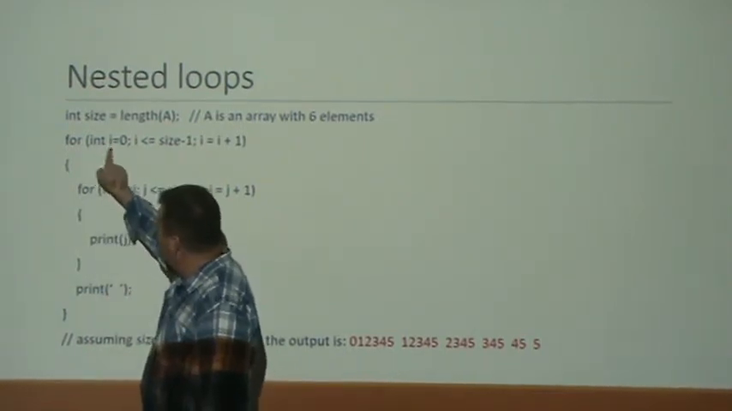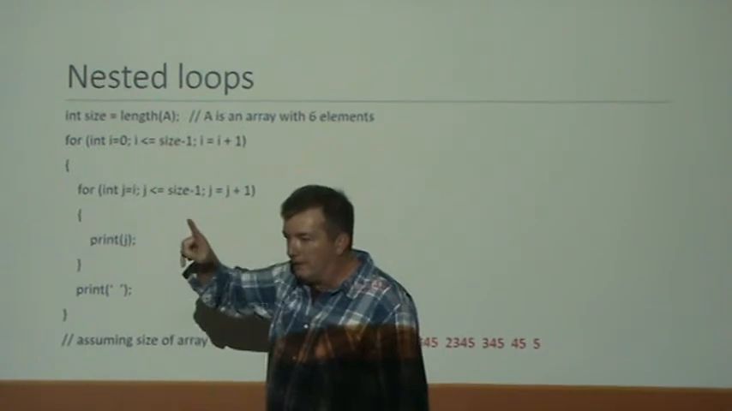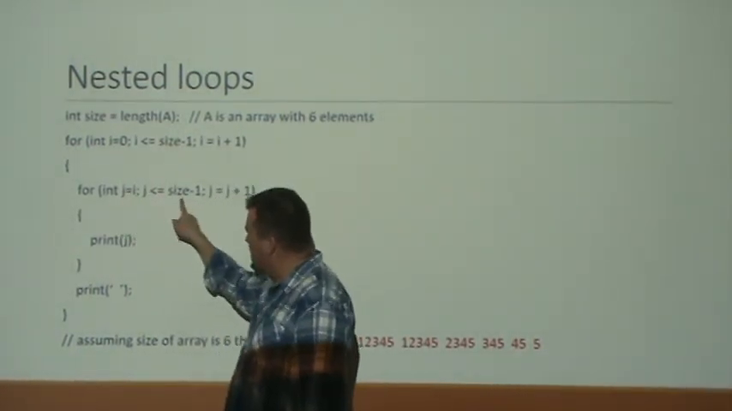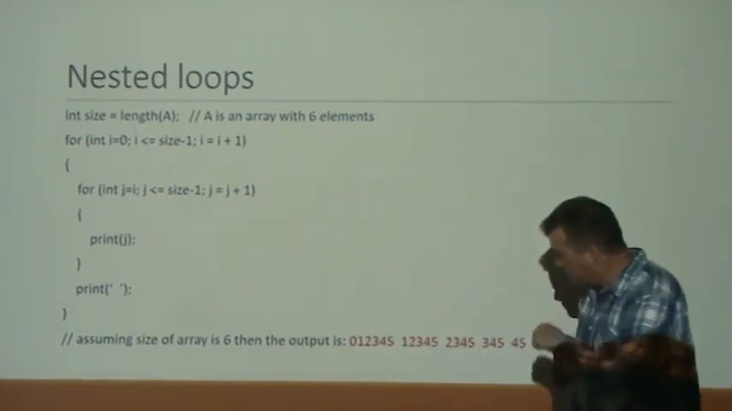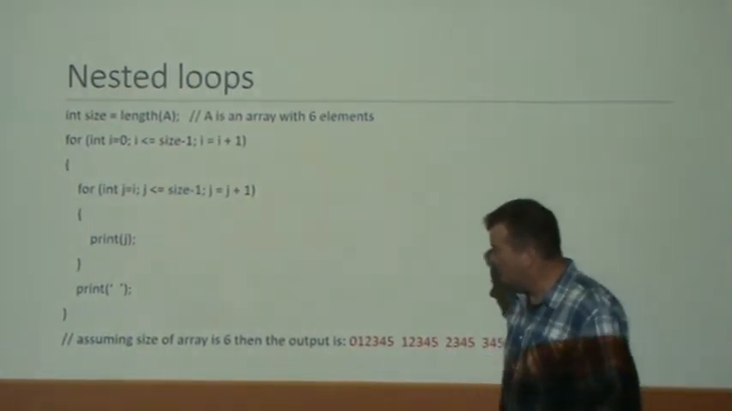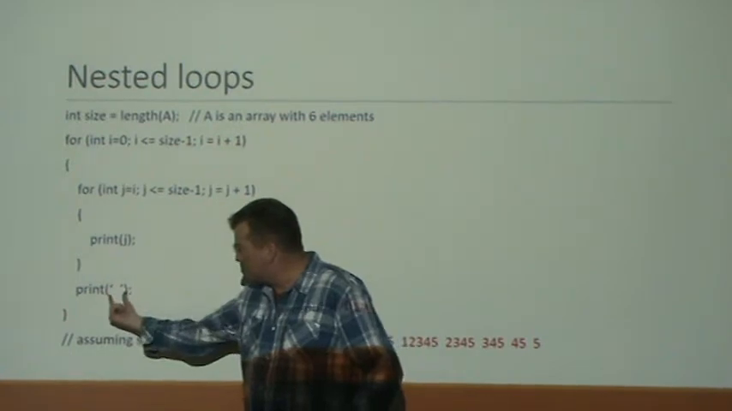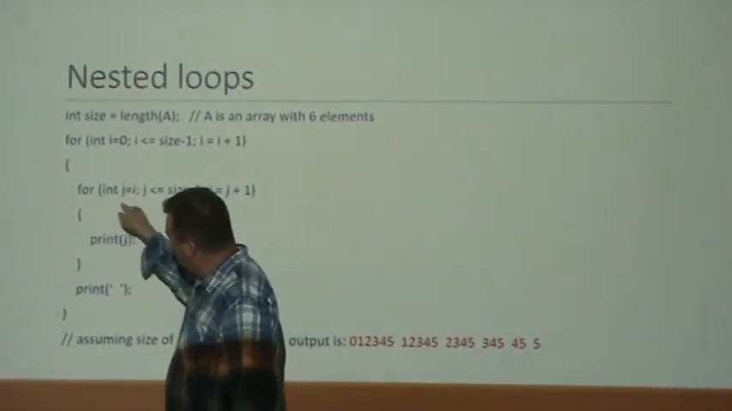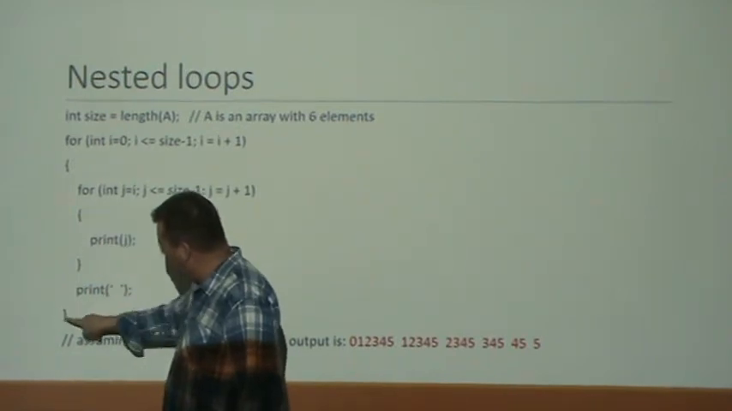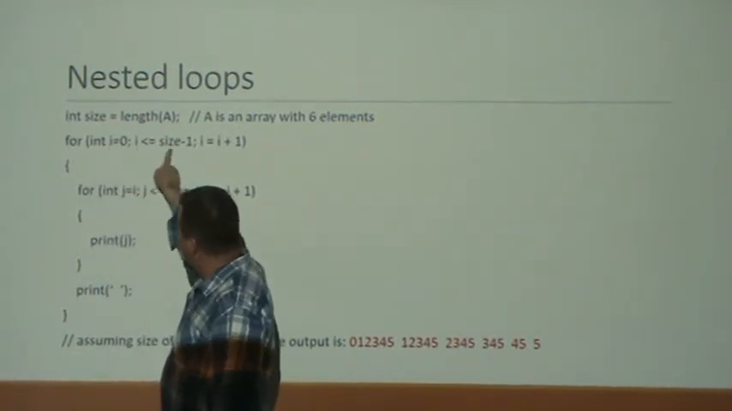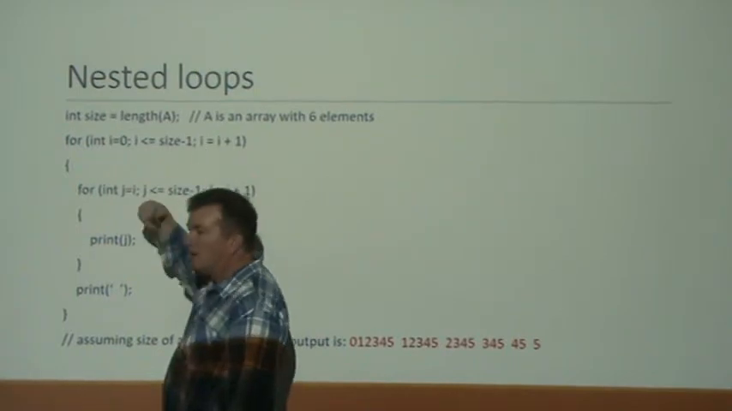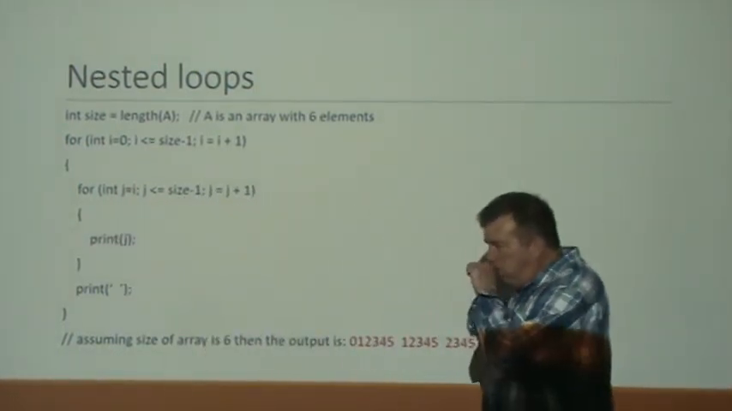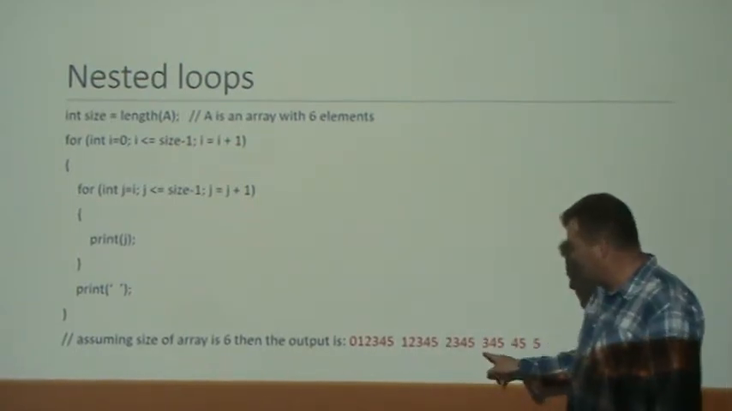Then we'll go up to here. I will now become 1, and this inner loop will run again from 1 to 5. So then it'll print 1, 2, 3, 4, 5, and then print this space. This loop will end. It'll print the space. It'll come up here. I equals I plus 1. I will become 2, and then the inner loop will run again and print all the numbers from 2 to 5, and so on.